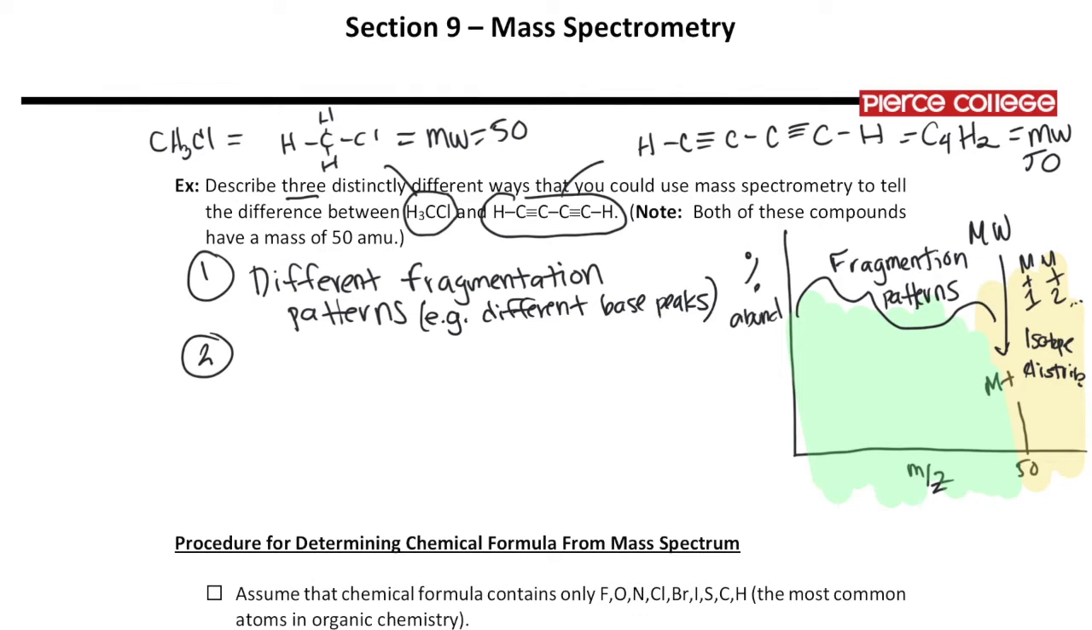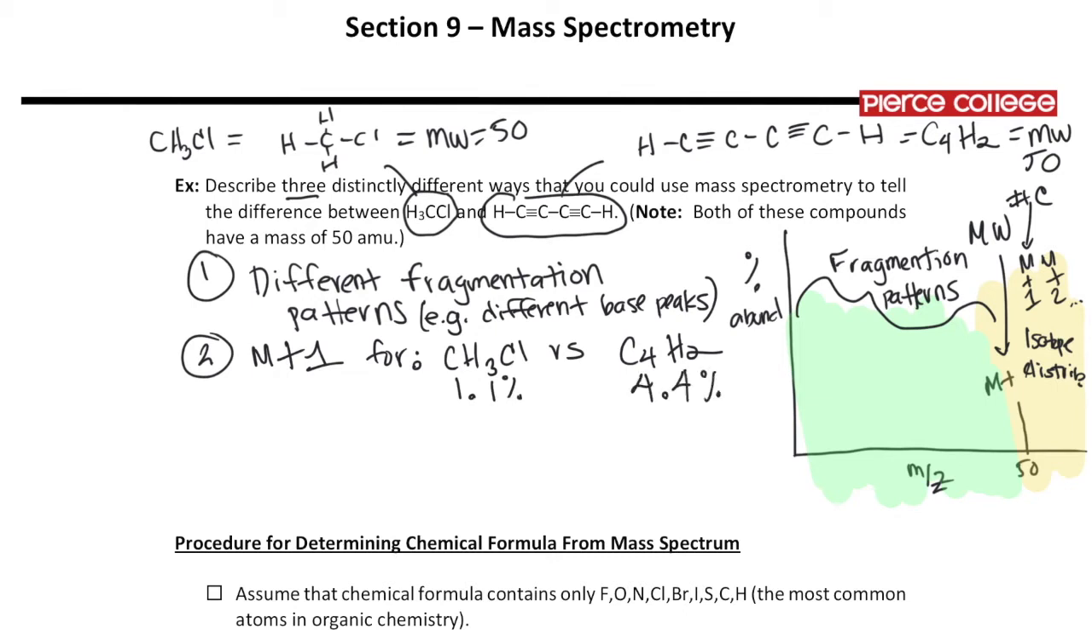Is their M plus 1 going to be the same? Well, do they have the same number of carbons? One has 1 carbon, one has 4 carbons. We know that M plus 1 is thanks to carbon, so get the number of carbons. That's relating directly there. So they would have different M plus 1 values. So what would those be? The M plus 1 value for CH3Cl versus C4H2. For CH3Cl it would be 1.1% because there's only 1 carbon. But since there's 4, it'd be 4 times that, 4.4%. So they would not be equal.